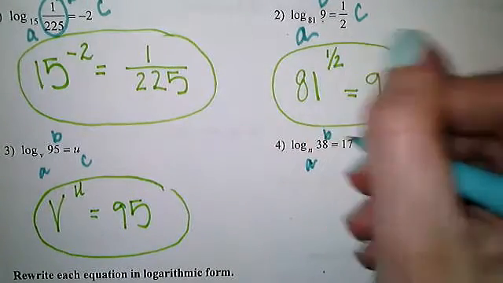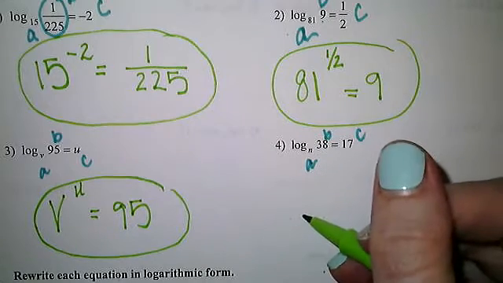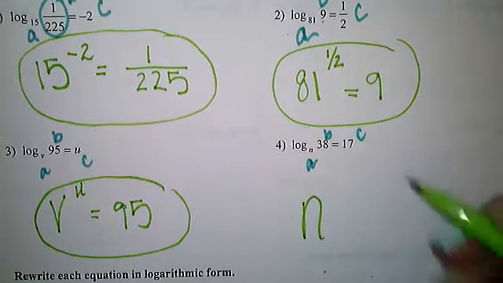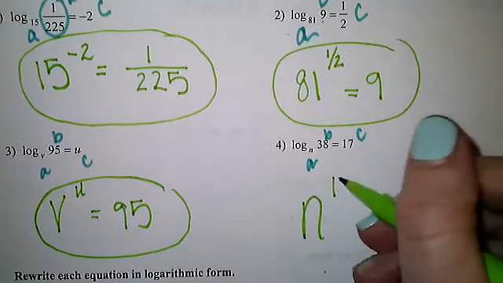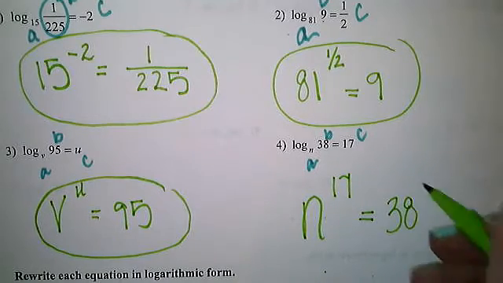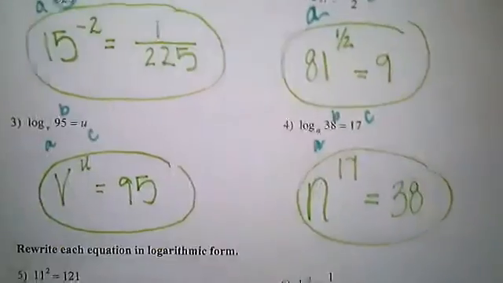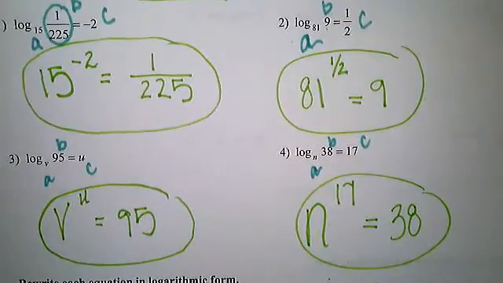This one, A, B, C. Then exponential form is A, which is N, to the C power 17 equals B, 38. We can't really check those because we don't know what N to the 17th is, because we don't know what N is. So this is how you start in log form and go to something that ends with the exponent.